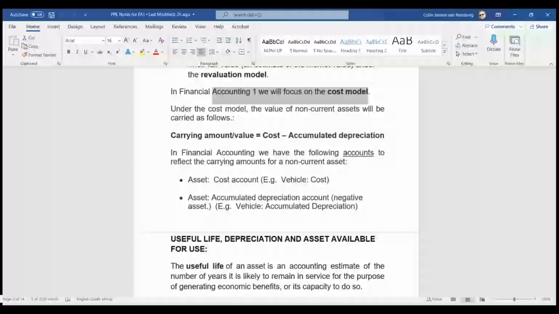Thank you. So the first, you need an account that contains the cost of the asset. That is the positive asset account, if I can answer Lucania's question there. So we need an account which will have, obviously, a debit balance, which will contain the cost that we have recognized when we acquired that item.